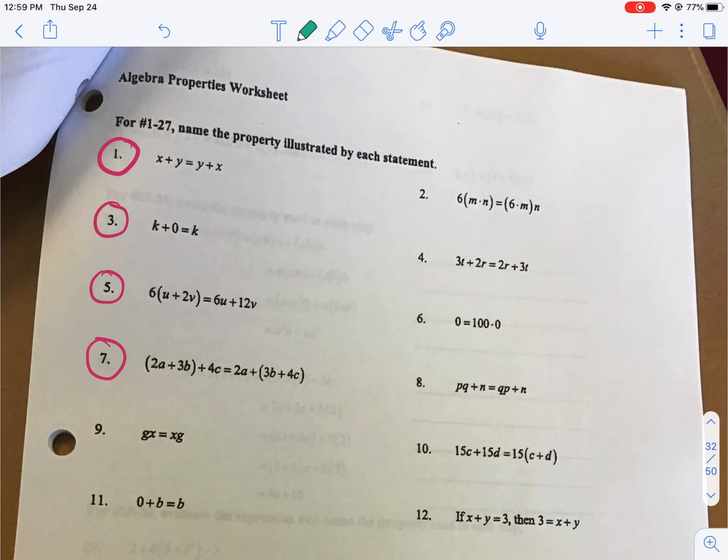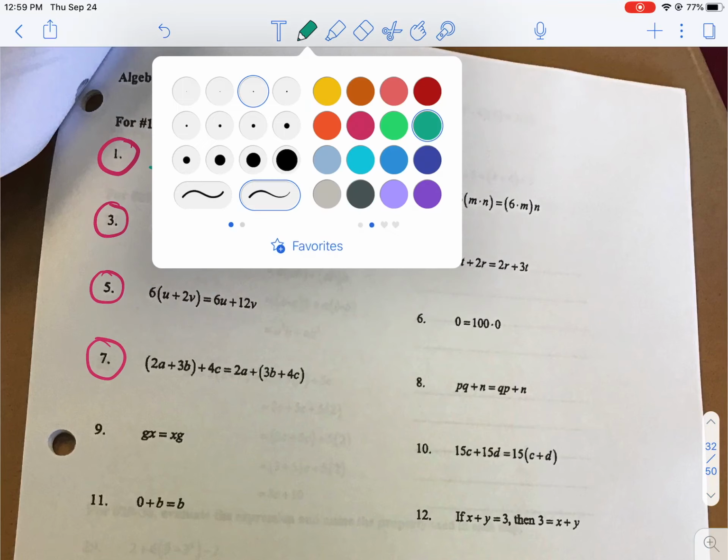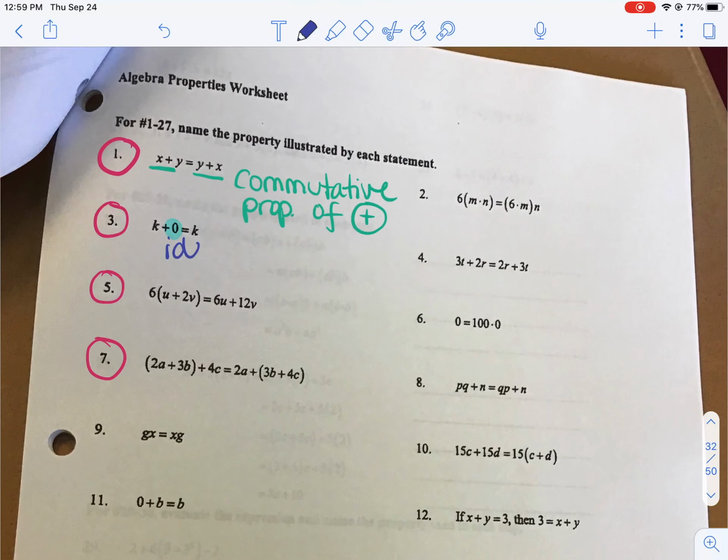If we look at number 1, does everyone see I'm comparing the left and the right side? The only thing that's changed is I've switched the order. So change order is going to be the commutative property. I don't think it has an N. Commutative property of addition. Okay. If I look at this problem here, I notice I'm adding a 0 and I'm getting the same thing back out. So that's going to be identity property of addition.